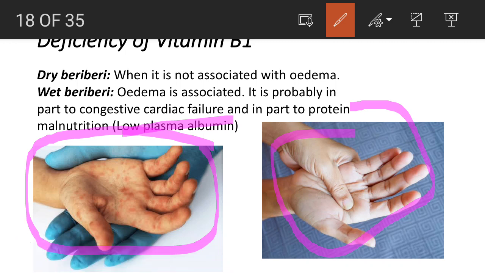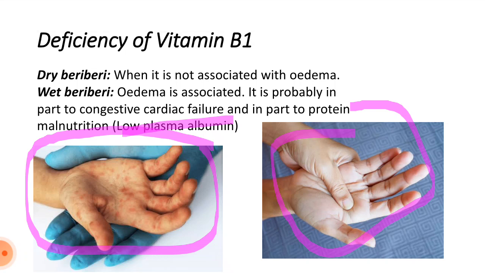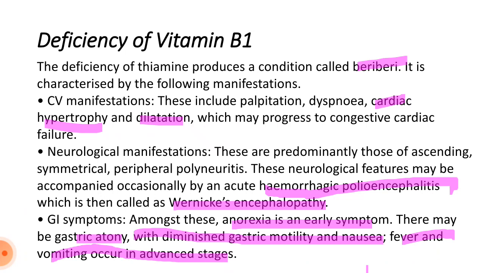That is all for the session on vitamin B1. We shall conclude with the deficiency of vitamin B1. Next, we shall look at the other vitamins of the B complex.